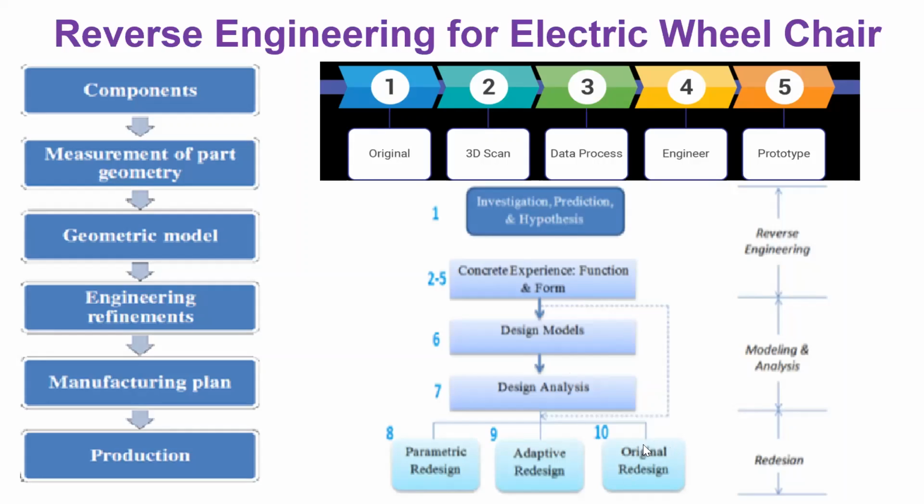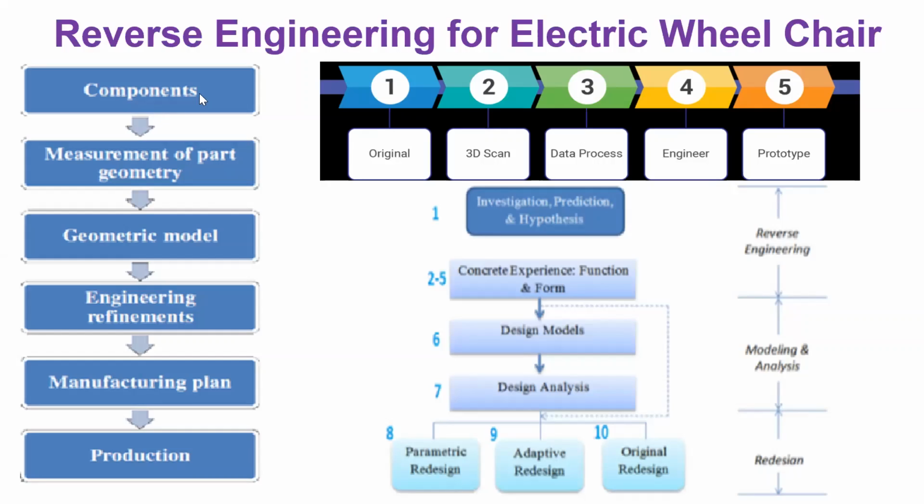You can do the redesign considering the original redesign, or it can be an adaptive redesign, or it can be parametric. Parametric means you can modify different parameters, maybe the height, weight, width. Okay, but you can also think in that way.